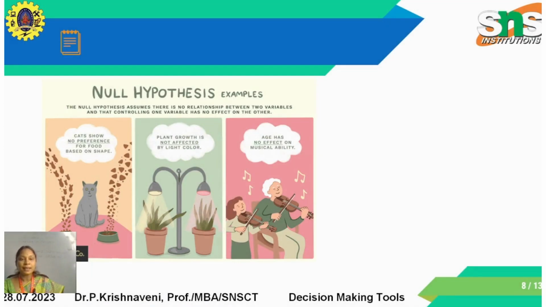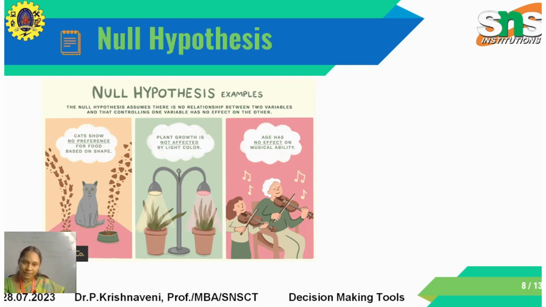The null hypothesis assumes that, in the relationship between the two variables, controlling one variable has no effect on the other. Relationship is different and impact is different. Cat shows no preference for food based on the shade. Plant growth is not affected by light color. Age has no effect on musical ability. All these are negative statements. This is an example of the null hypothesis.